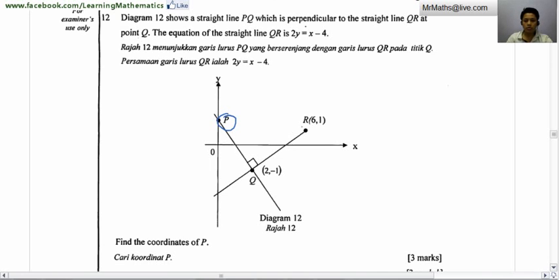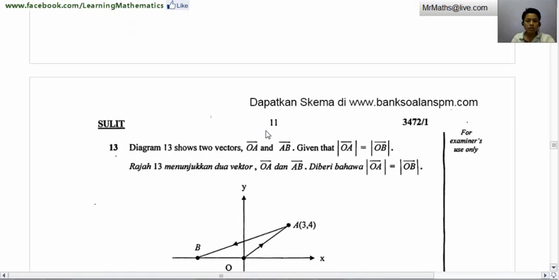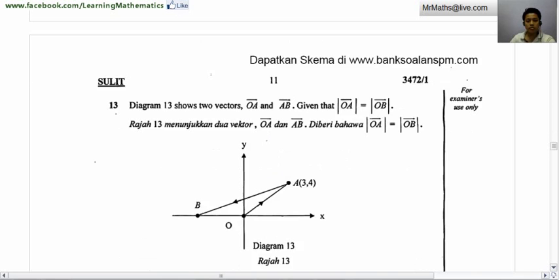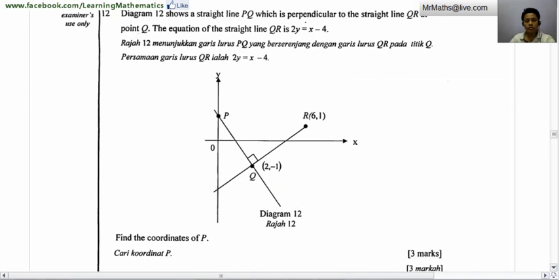So what do we need to know? We know the equation of QR. We know the point that it passes through. So the first thing you need to do is find the equation of the line PQ. QR is given, so you can do that. So first of all, let me copy this question. Right, let's do that.